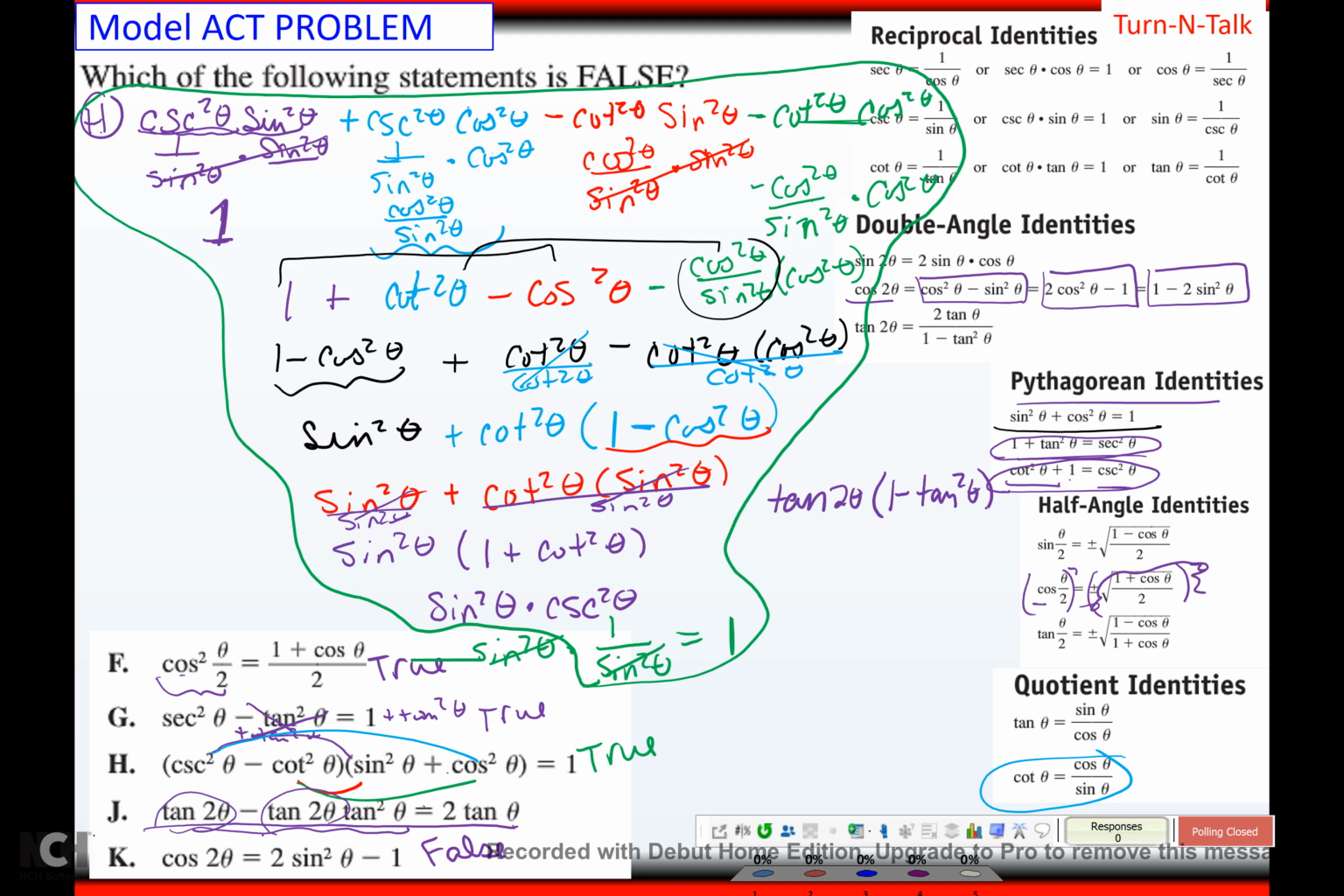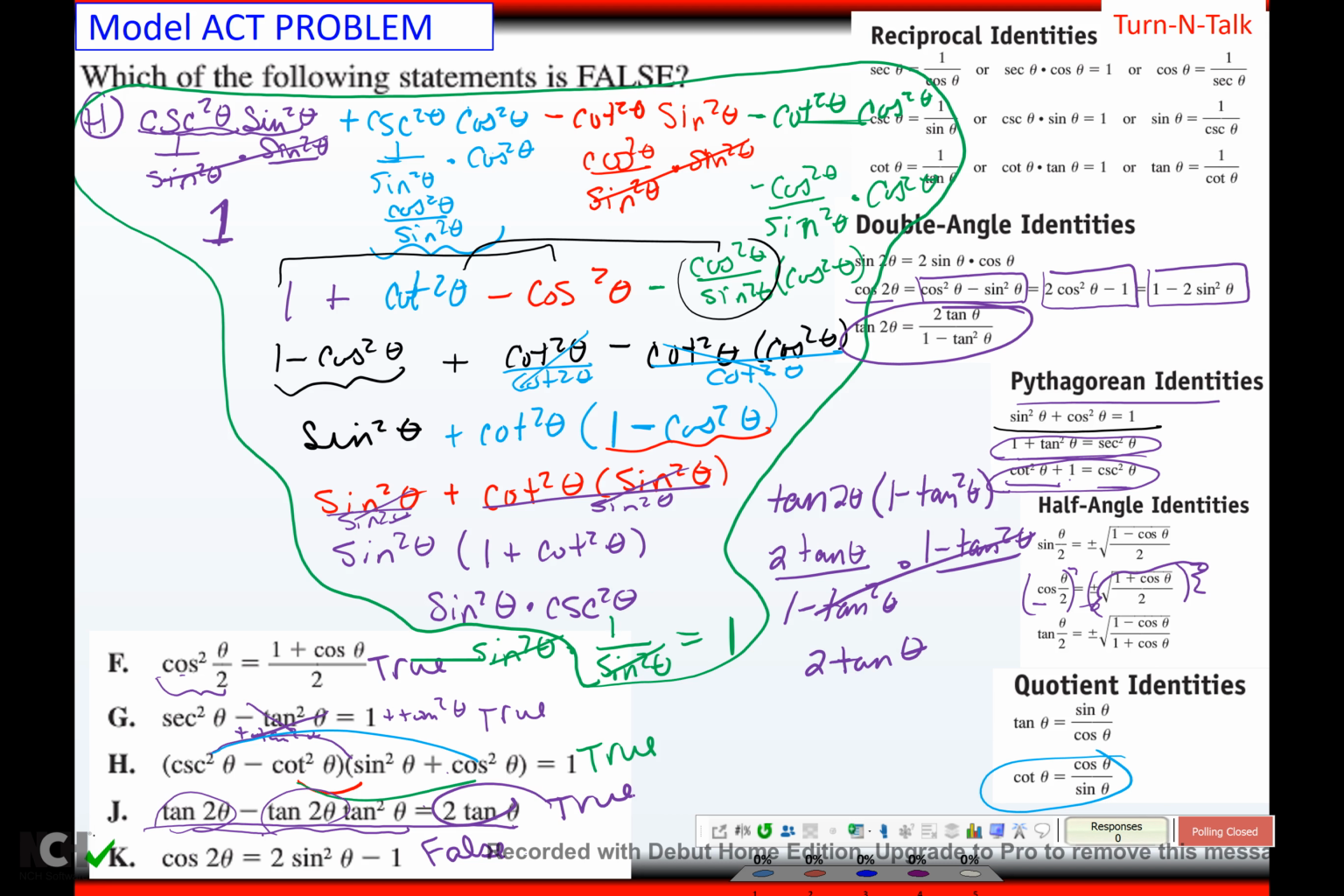Well, if I go up here and rewrite the double angle, tangent 2 theta as 2 tan theta over 1 minus tan squared theta, and I'm multiplying by 1 minus tan squared theta, those cancel, and I end up with 2 tan theta, which is what I was supposed to end up with, so that is true.